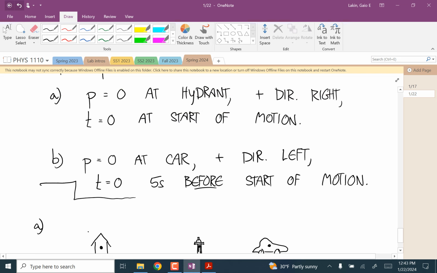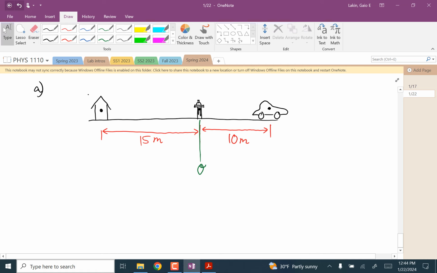Our positive direction is to the right. So positive is this way, negative is this way. Now that I've done that, I can label all of the different positions of the objects.